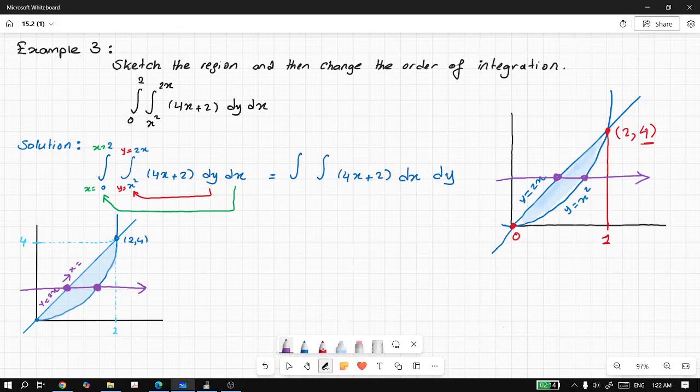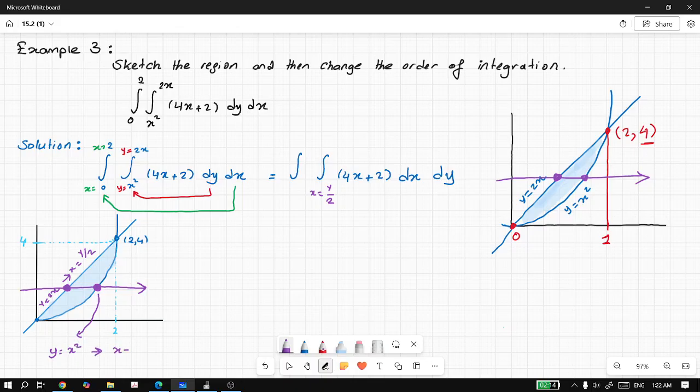x is equal to y over 2. So here we get the first bound is equal to y over 2. Where does it leave the region? It leaves at the function at that point. What is this function? This function is y equal to x squared.